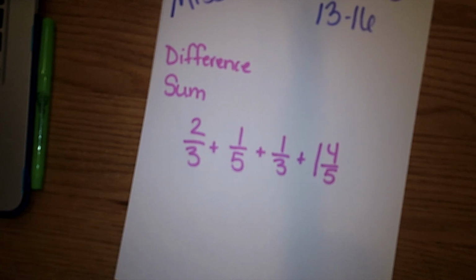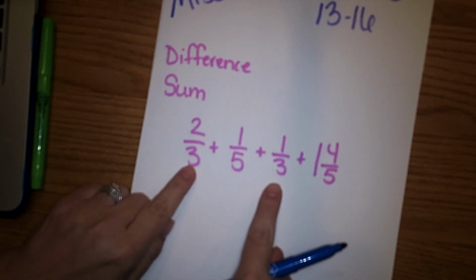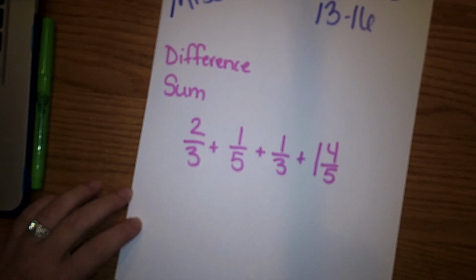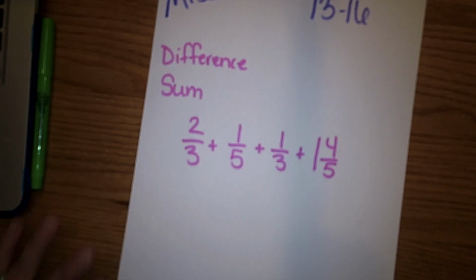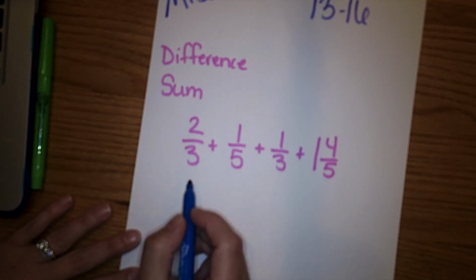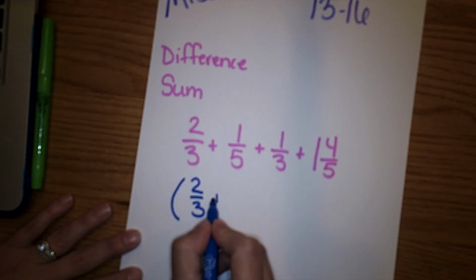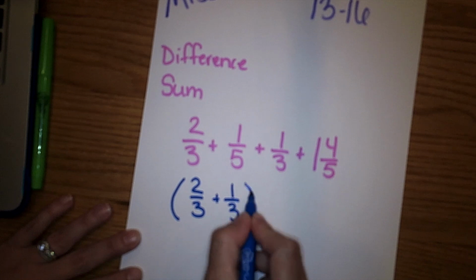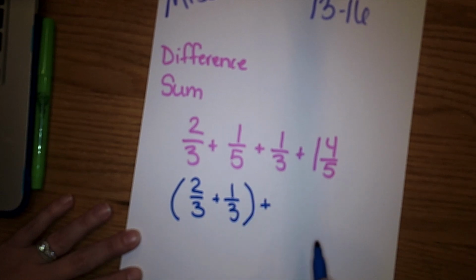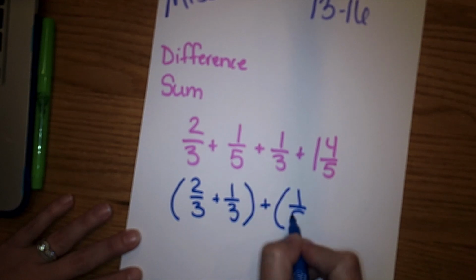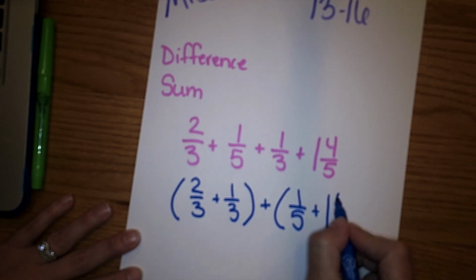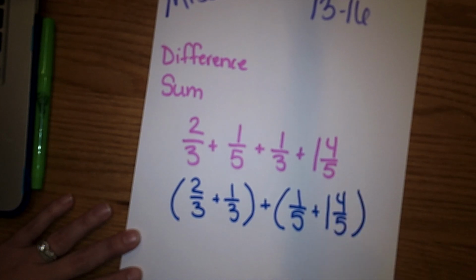But I see that I don't necessarily have common denominators. I have 2 common and then 2 more common. And I know that in an addition problem, I can move around those numbers to get my denominators together to make it easier to add. So I'm going to rearrange this, and I'm going to add 2/3 plus 1/3. Then I'm going to add that to 1/5 plus 1 4/5. Let's see if that makes it a little bit easier for us to add.